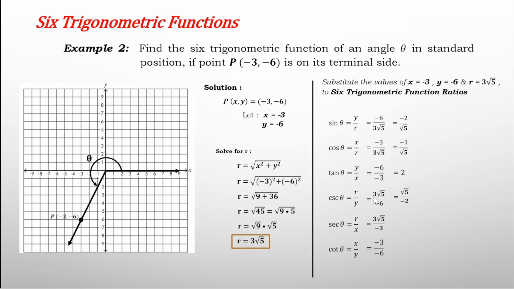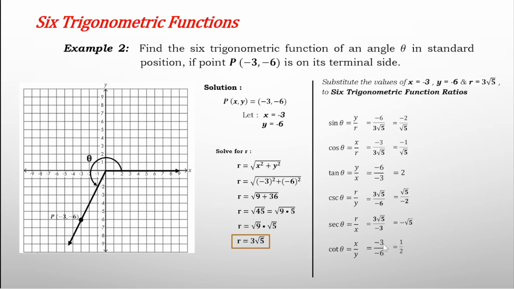For the cosecant theta, look now at the whole numbers in the numerator and denominator. The greatest common factor is 3. So 3 divided by 3 is equal to 1. Multiply now 1 to the square root of 5. That is why we have square root of 5. For the negative 6, divide it by 3. Negative 6 divided by 3 is equal to negative 2. For the secant theta, we have 3 square root of 5 over negative 3. In the numerator and denominator, as we divide, that is equal to negative square root of 5. For the cotangent, as we divide now, negative 3 divided by negative 6.